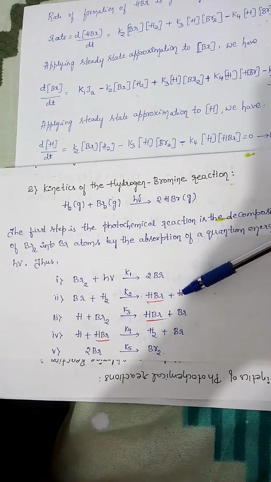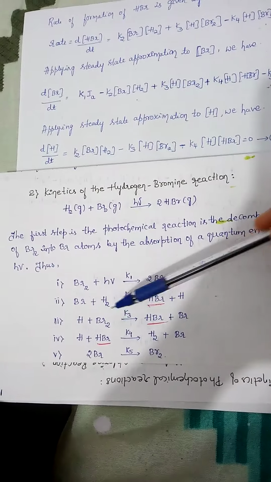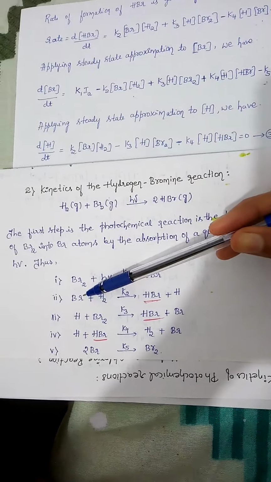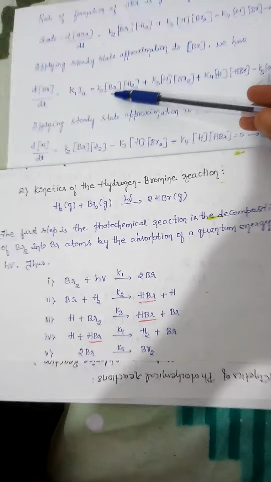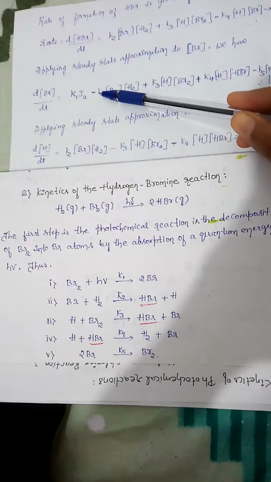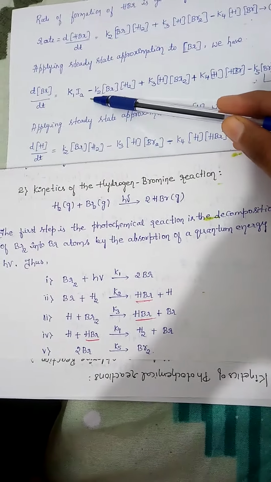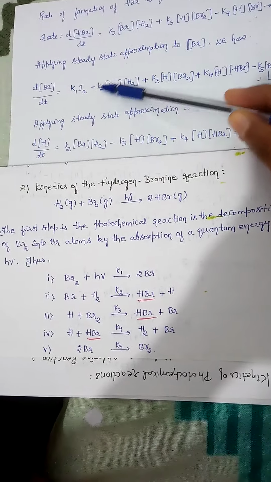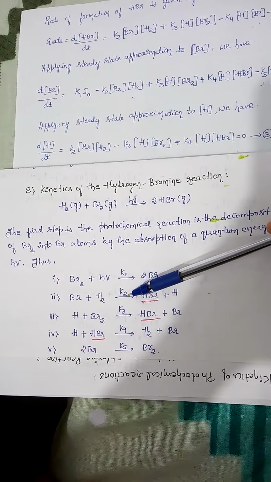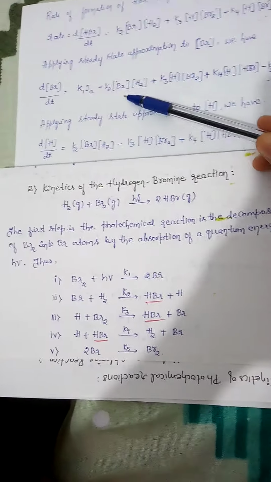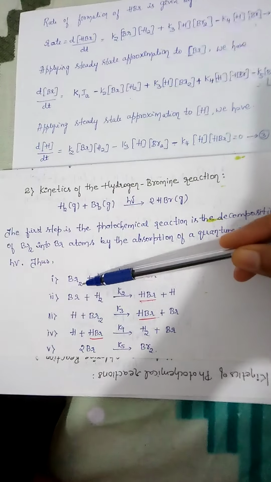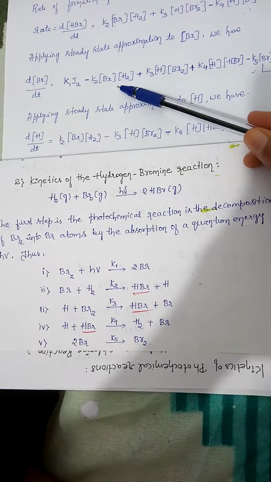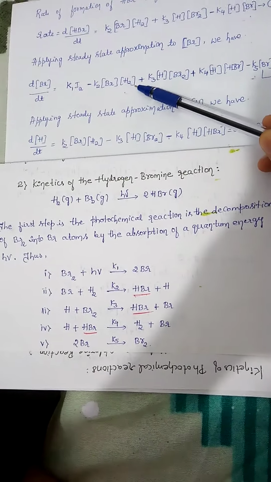Next, see the second step. In the second step, find out the bromine. So bromine is present in the reactant side. If it is present in the reactant side, you have to put a negative sign. Why you have to put a negative sign: the reactant bromine is consumed. So minus K2, the rate constant, then the concentration of Br into the concentration of H2.